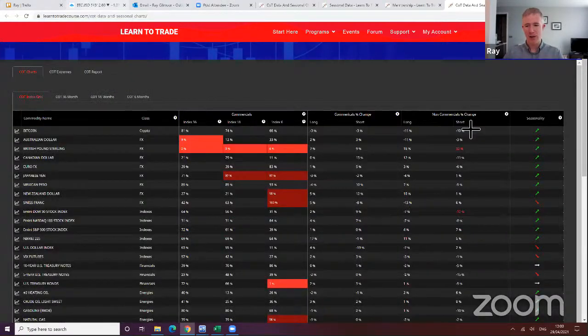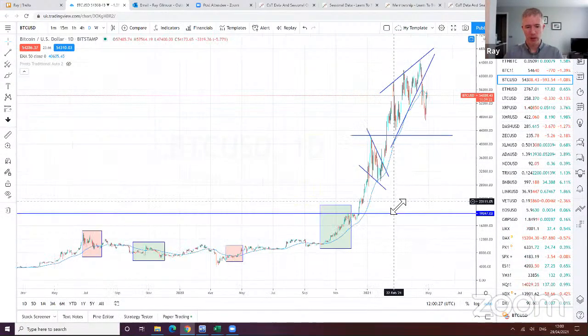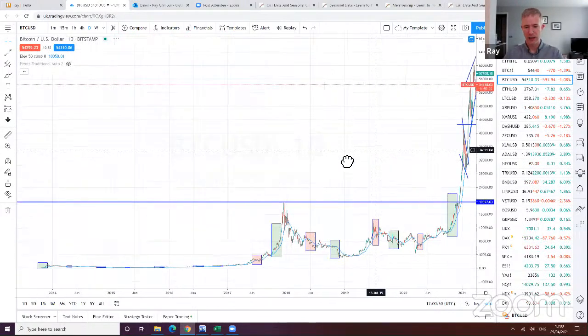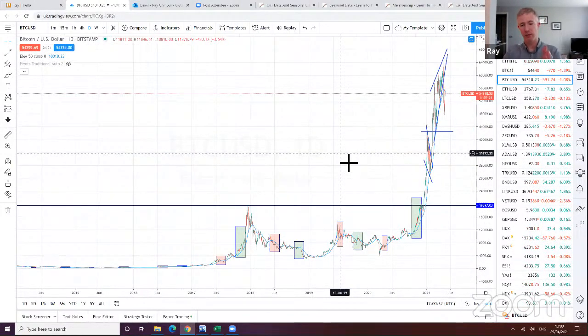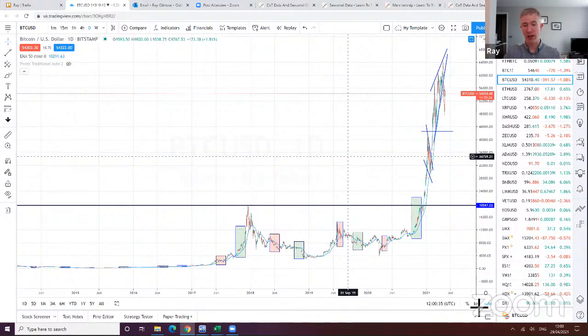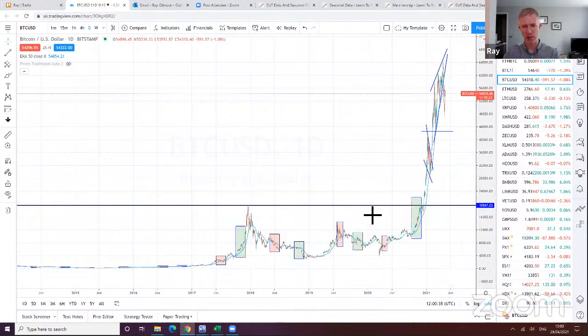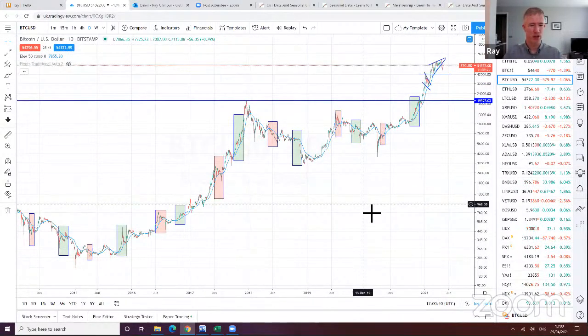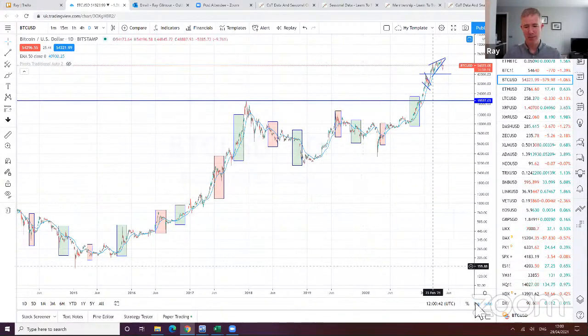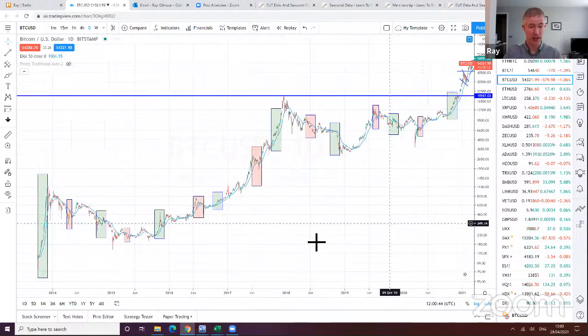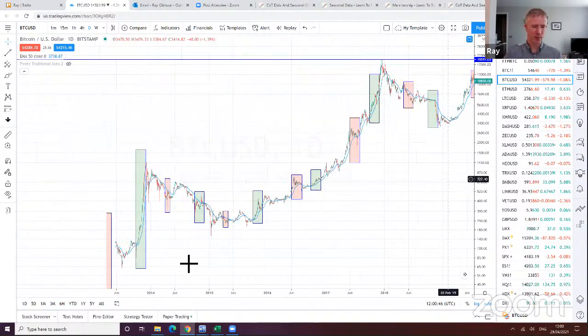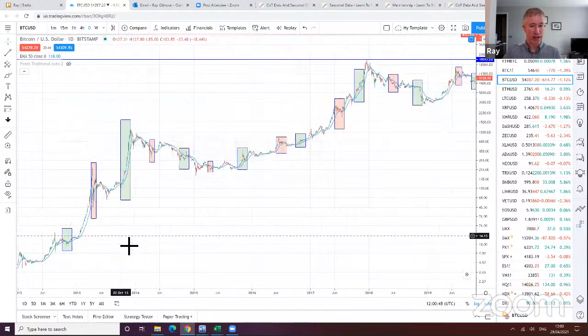I've got a chart here with all of this on, and the green boxes are October and November. The best way to look at this is as a log chart. I'm not going to dwell on that, but seasonal data looks at the percentage change in price. A log chart is percentage change in price as well, and you'll see the big move, which is why we have such a skewed seasonal pattern.